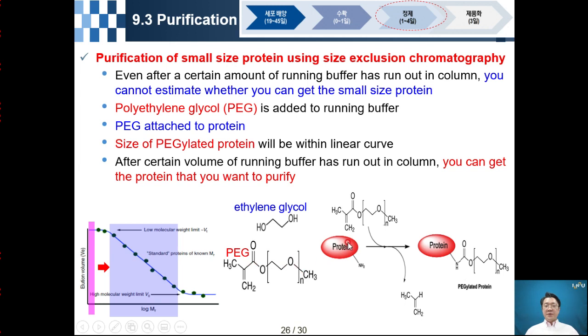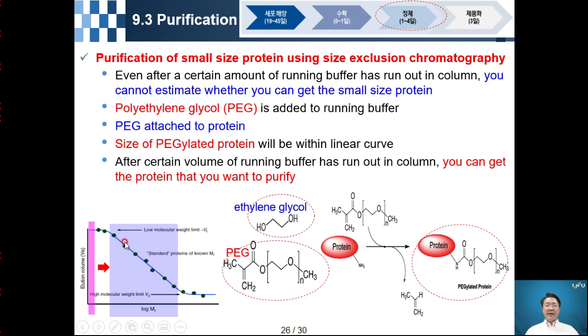For example, this is a protein. The protein has an N-terminal region. Usually the polyethylene glycol binds to the protein like this. This is the PEG-related protein. Usually the PEG can attach to the protein, especially at the N-terminal region, so finally they make PEG-related proteins. It means the size of the PEG-related proteins will be within the linear curve.